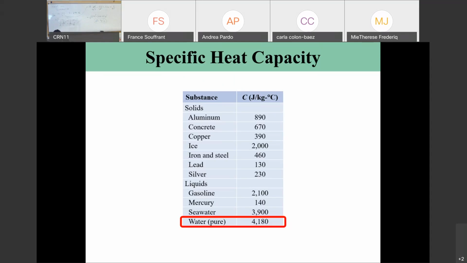And on top of that, we know that the boiling point of water is 100 degrees Celsius and 0 Celsius is the freezing point. All right.